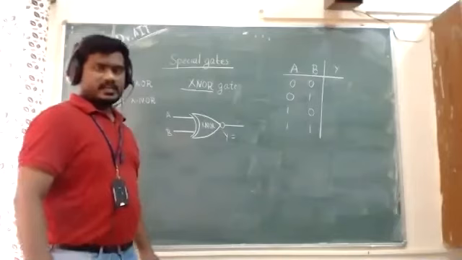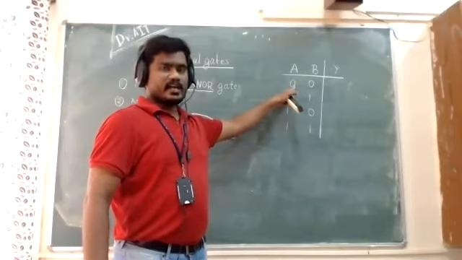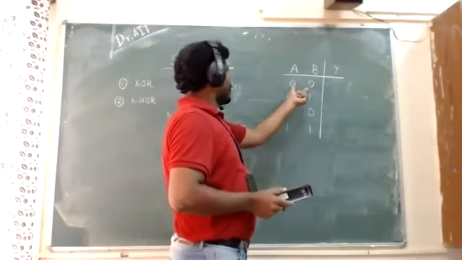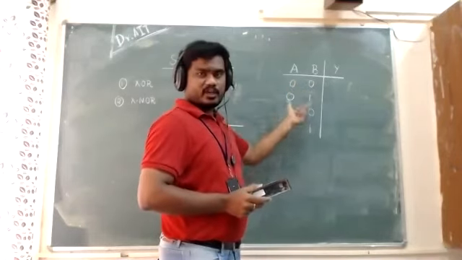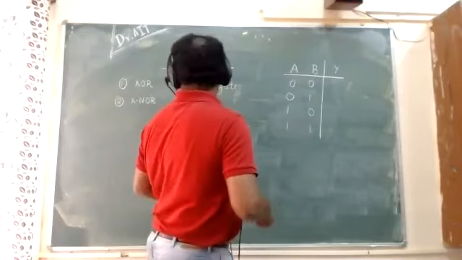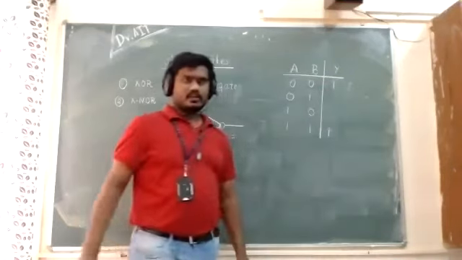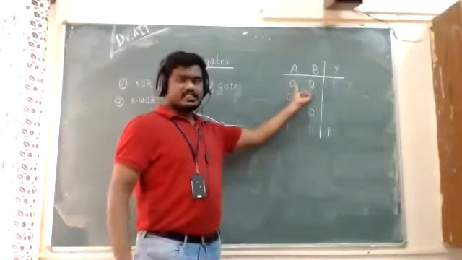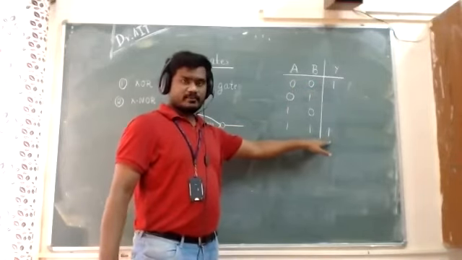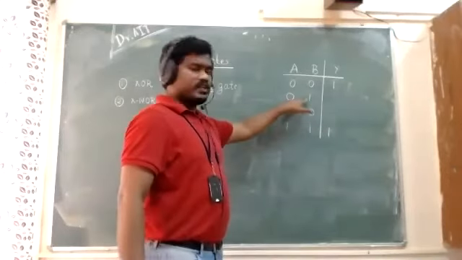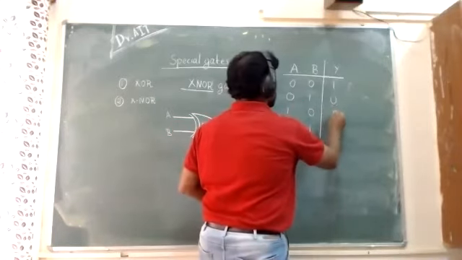is represented like this. If both applied inputs are the same, it can be logic 0 or it can be logic 1, the output of the XNOR gate is logic high. That is a property. And if any one of the inputs is changing, then its output is equal to logic 0.